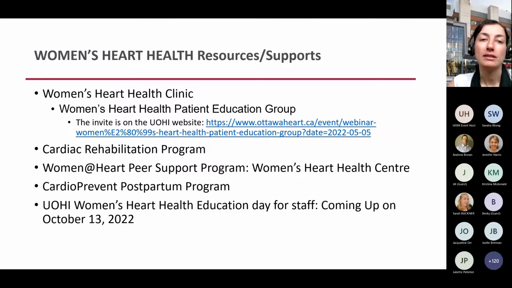The resources and supports that are available for women's heart health. Well, in our clinic, we have the Women's Heart Health Patient Education Group, which started actually in May of this year. We had Dr. Packin present in May, and then Dr. Coutinho presented in June, and we're taking a break between July and August, and then resuming again in September.